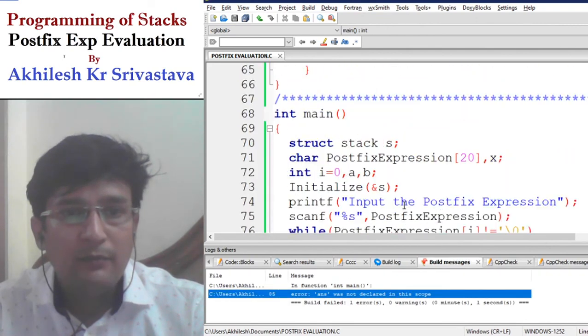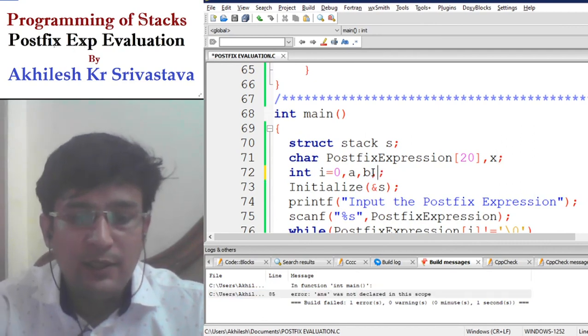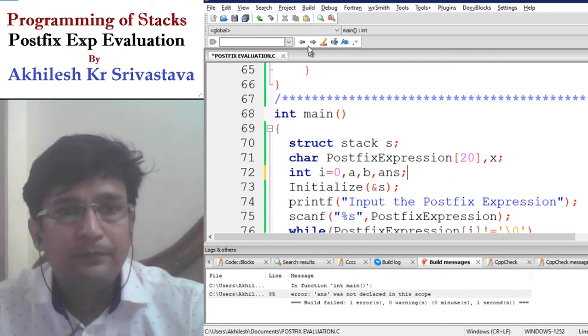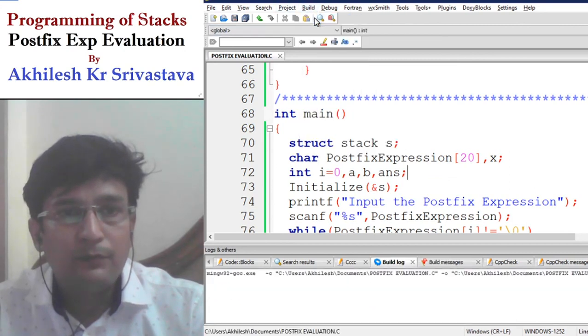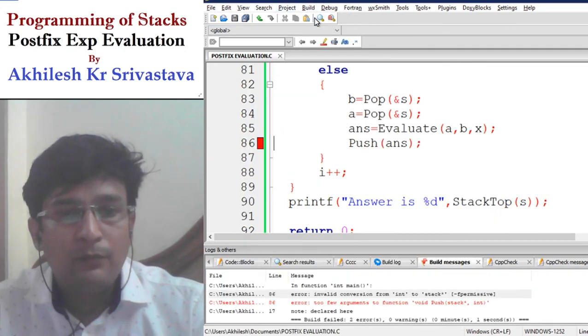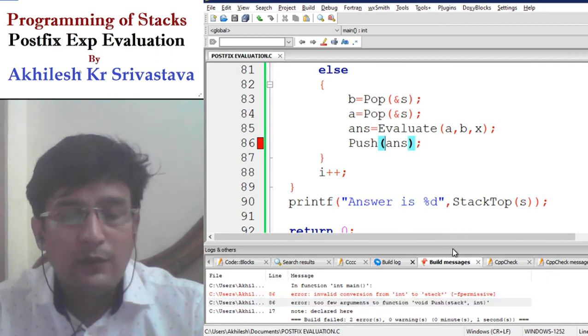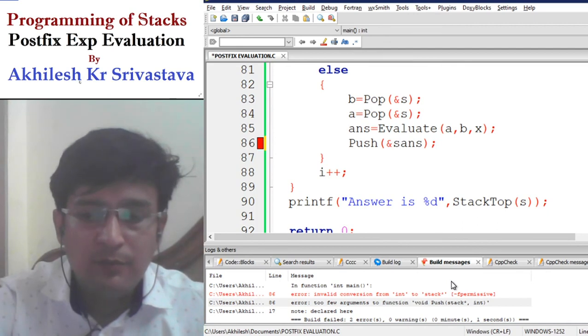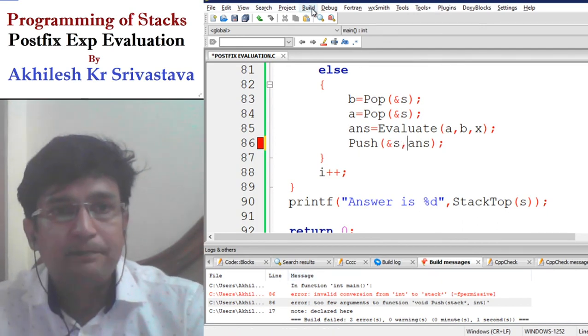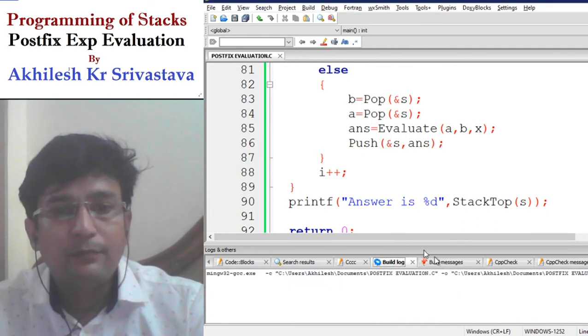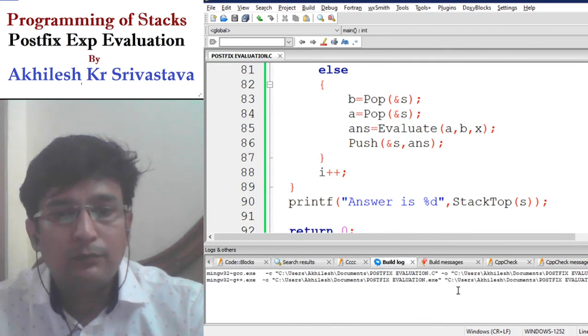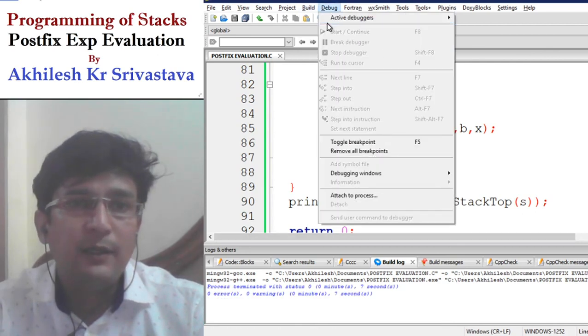Answer, what do you mean? Not declared. Answer is also an integer item. Yes, in the case of push, I need to pass the address of this stack. No more errors, so we can run this program.